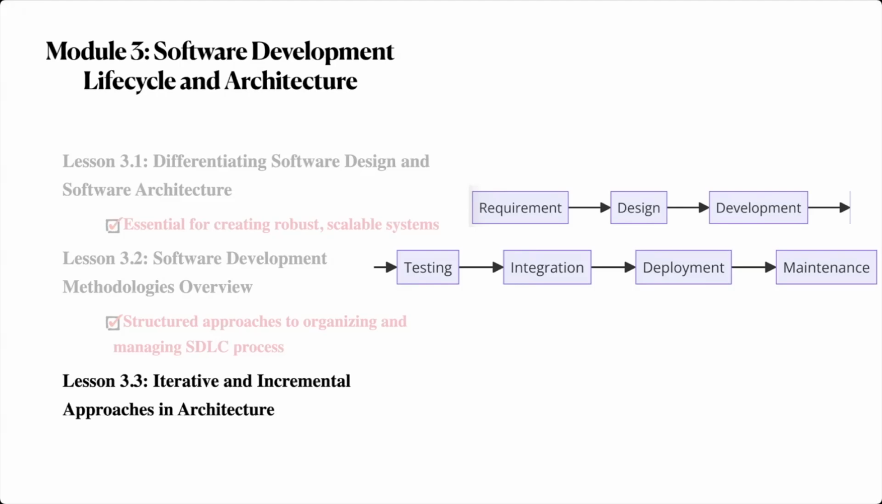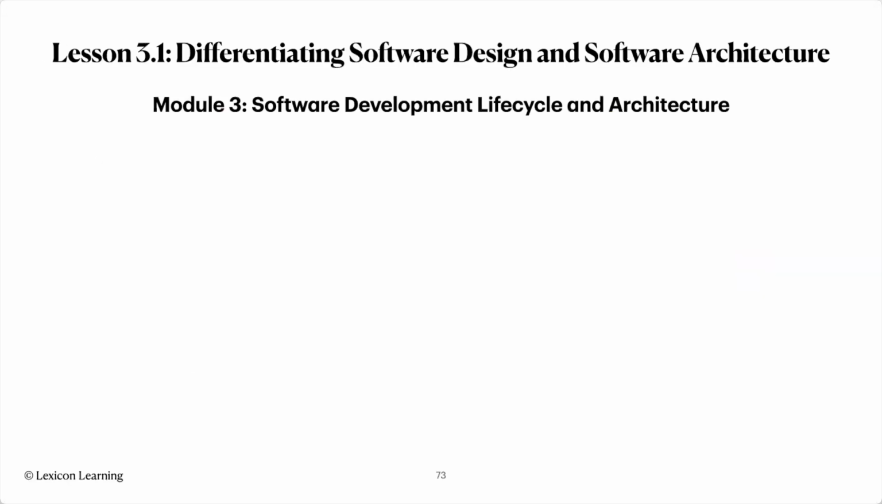Modern software development embraces iterative and incremental approaches to build systems in manageable steps, making architecture adaptable and resilient to change. A software architecture defines the high-level structure of the system. It focuses on key decisions that impact the system's quality attributes such as scalability, performance, and maintainability.